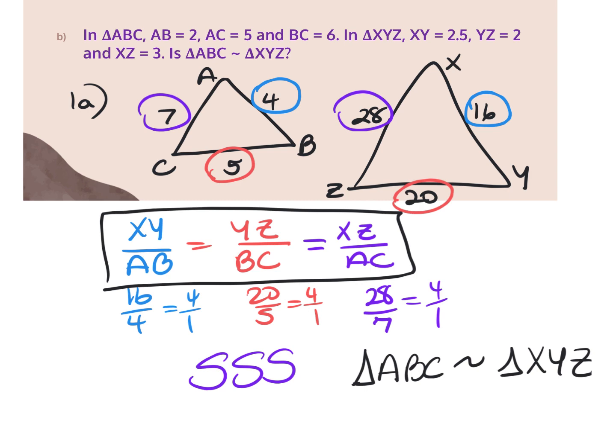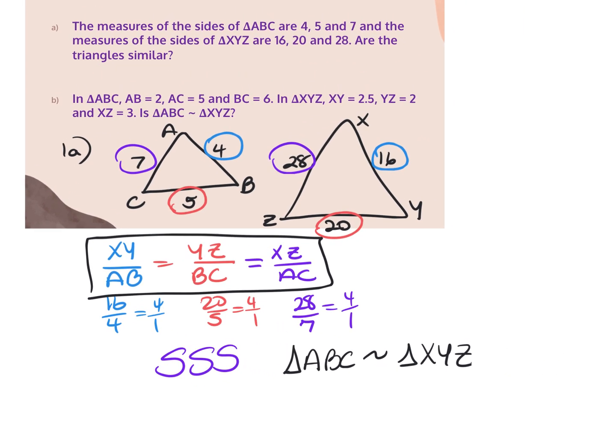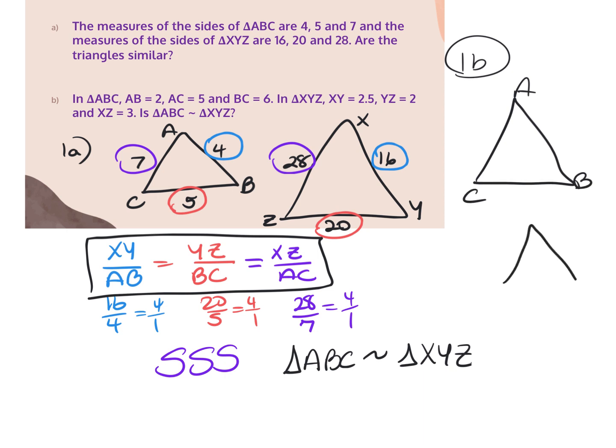Now, the next one, they gave us where to put the numbers. So let me go ahead and draw the 2 triangles for 1B. I'm going to come over here to the side. So for 1B, notice this time the ABC is the bigger triangle, and the XYZ is the smaller. But this time they told me AB is 2, AC is 5, BC 6, and then XY is 2.5, YZ is 2, and XZ is 3.